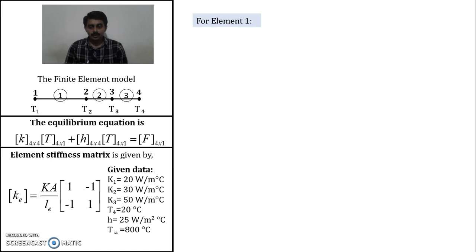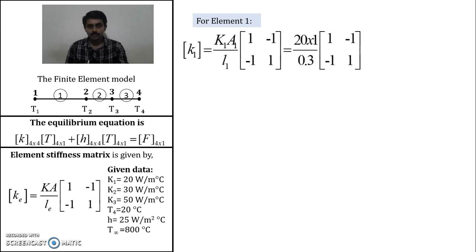The element stiffness matrix can be written as, the formula is known to us, K is equal to conductivity into area of cross section divided by element length, into the matrix 1 minus 1, minus 1 1. This we have already derived and learnt. We know the parameters as well. Let us proceed for element 1. For element 1, the stiffness matrix can be written as K1 A1 by L1 into 1 minus 1, minus 1 1. It's a 2 by 2 matrix.